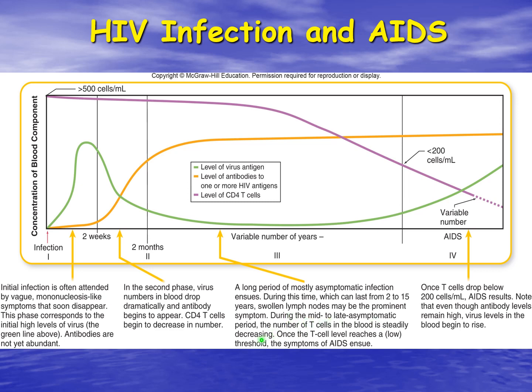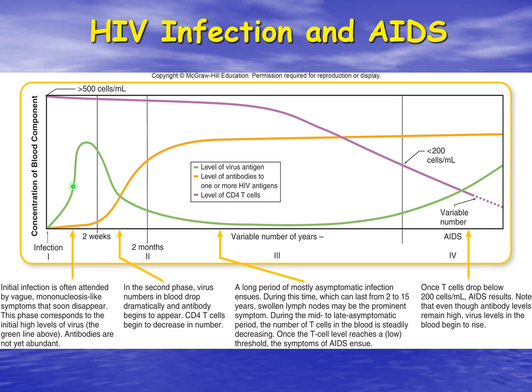During the mid to late asymptomatic period, the number of T cells in the blood is steadily decreasing, though still functional. Once the T cell level reaches a low threshold, that is when the symptoms of AIDS ensue. And the definitive accepted line is when you get below 200 T helper cells per milliliter of blood, which is when AIDS will actually begin to be seen. Once we drop below that level, AIDS results. And note, even though antibody levels remain high, virus levels in the blood begin to rise. Here's the reason why.